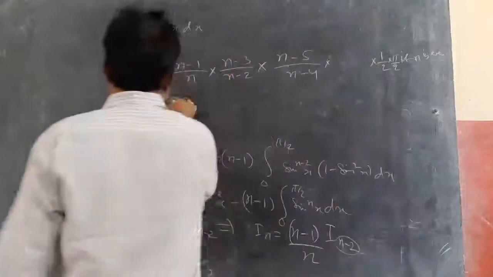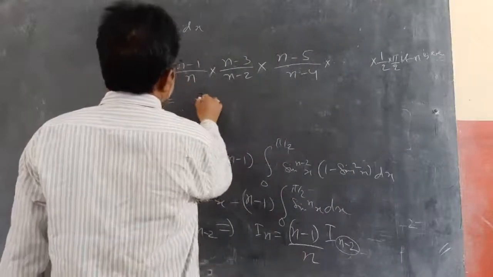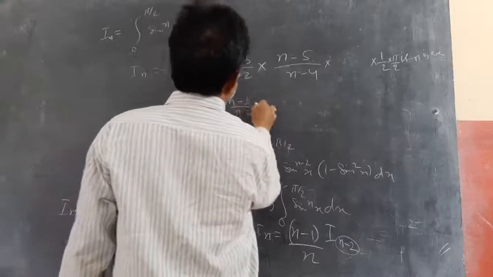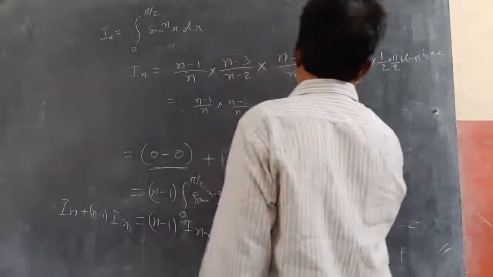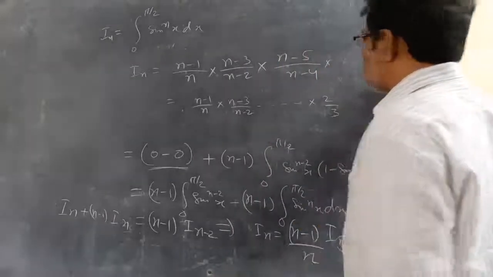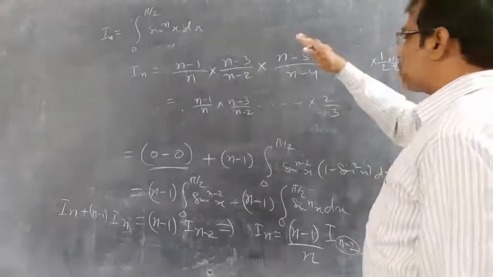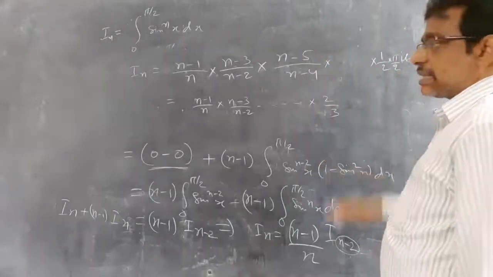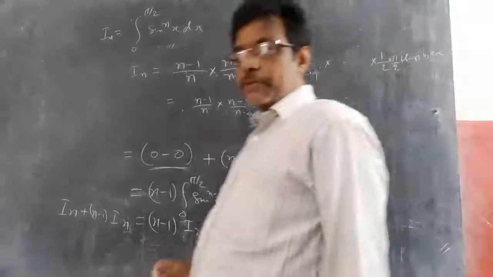And if n is odd, you will get n minus 1 by n into n minus 3 by n minus 2 into and so on till 2 by 3 into I 1. Actually this is into I 1. I 1 I am writing as 1, and this is I naught, this is I 1, because directly I am substituting like that.